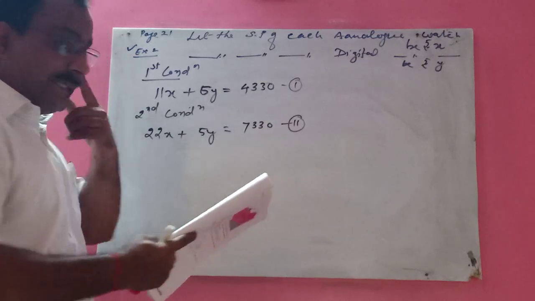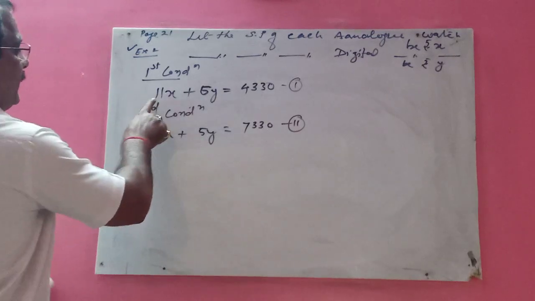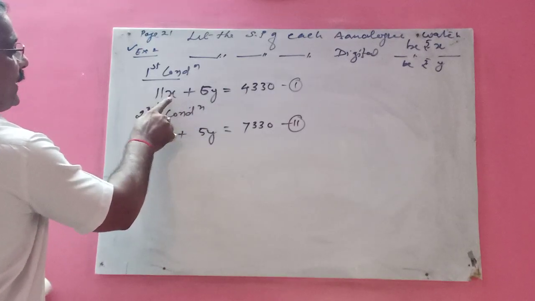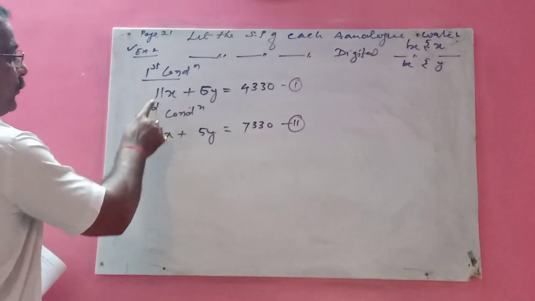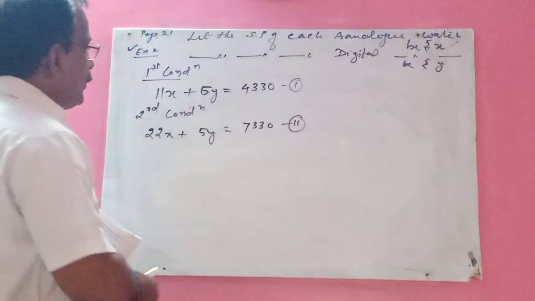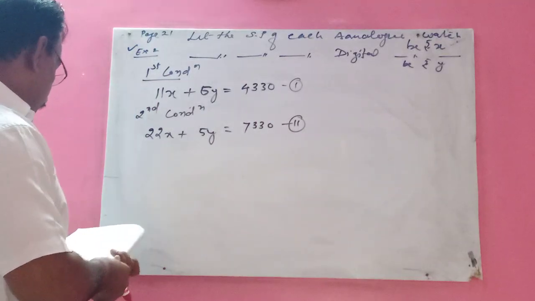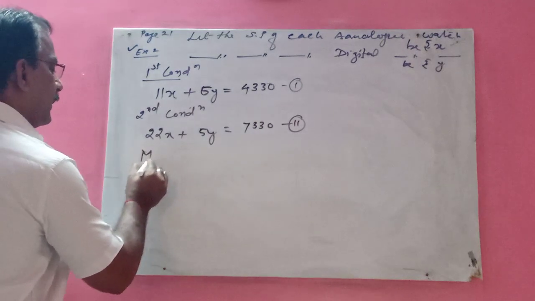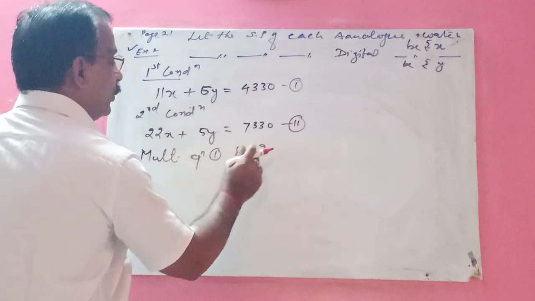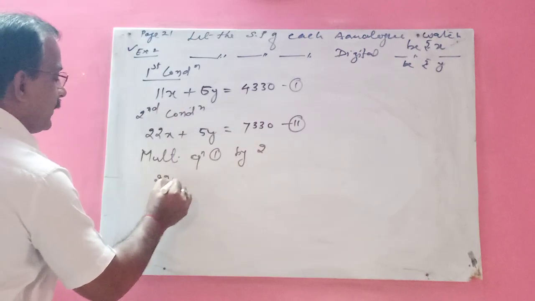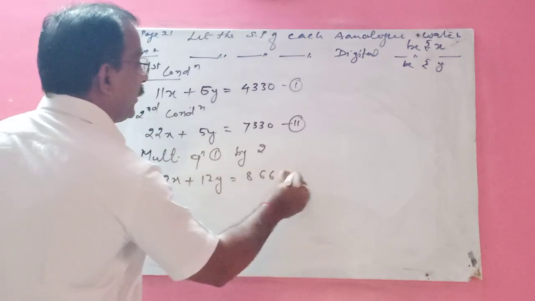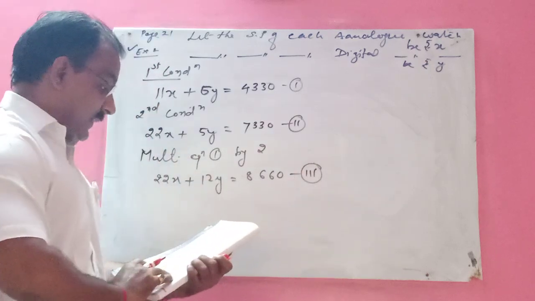Solve these two simultaneously. How will you do it? See that this is 11X and this is 22X. If you want to make the coefficient of X the same, multiply equation number 1 by 2. So you should write here, multiplying equation 1 by 2. So this will become 22X plus 12Y equals 8,660. Equation number 3.